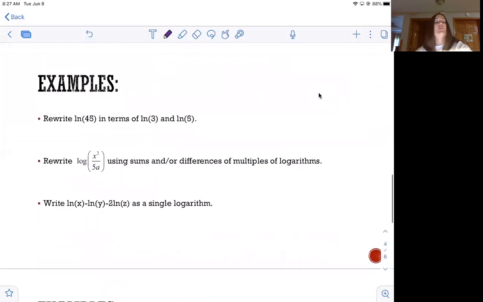This first one says rewrite the ln of 45 in terms of the ln of 3 and the ln of 5. So what we have to do is break this 45 apart. We can write it as the ln of, well, really that is 3 squared, which is 9, times 5. If we want to break that apart, we could say the ln of 3 squared, and multiplication we know changes to addition, so plus the ln of 5.